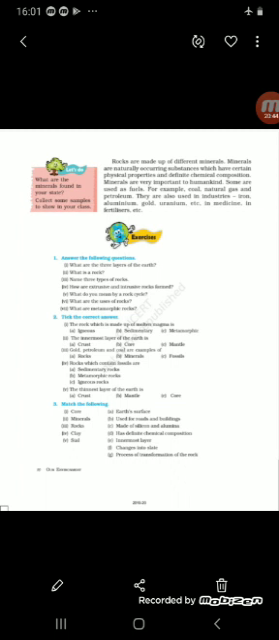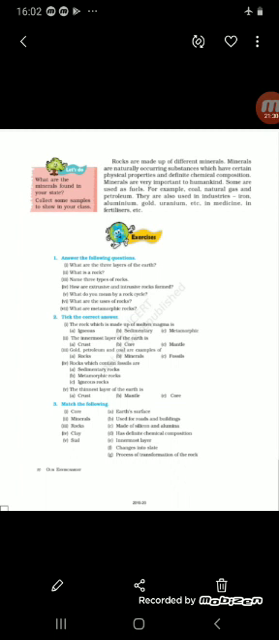Next question, gold, petroleum and coal are examples of rocks, minerals or fossils. These are examples of minerals. So the answer is B, minerals. Rocks which contain fossils are, option A sedimentary rocks, option B metamorphic rocks, option C igneous rocks. The correct answer is sedimentary rocks.